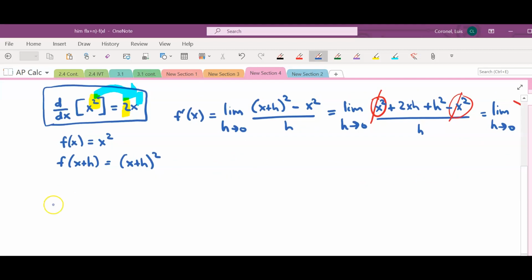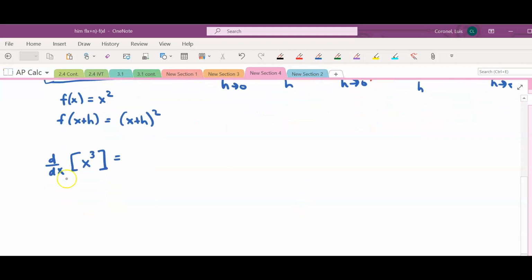The derivative, the power rule. They call this the power rule because of the exponent, the power, x to the power of 3. So you want to find the derivative of that cube. So again, we know that f of x, our function, is x cubed, and f of x plus h is going to be x plus h cubed.